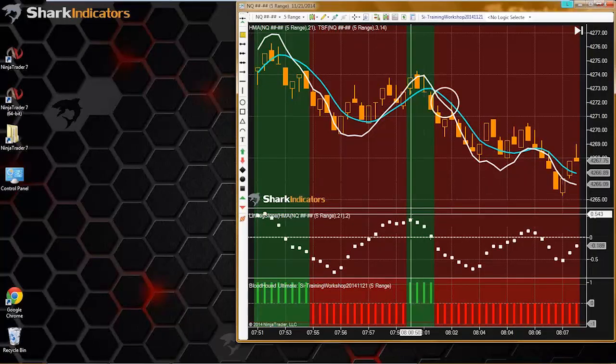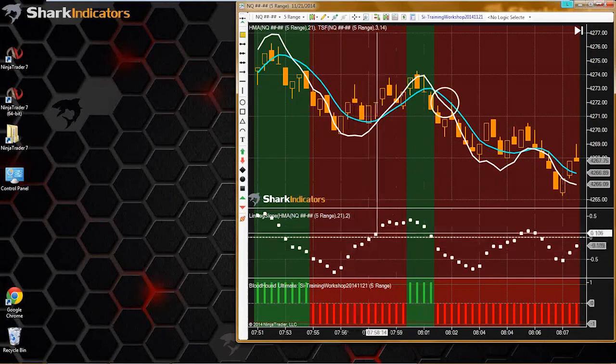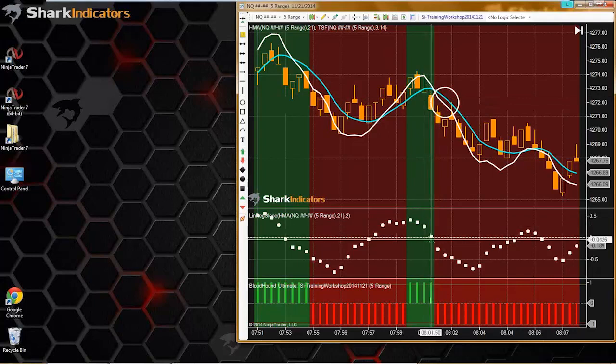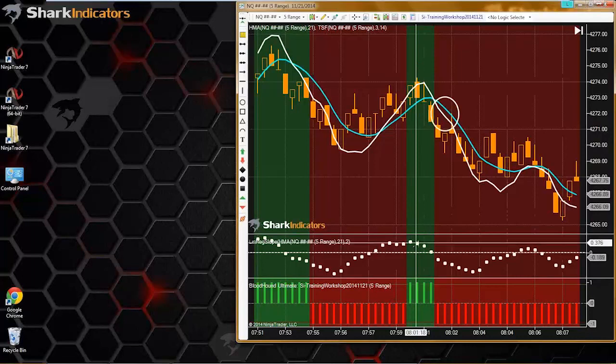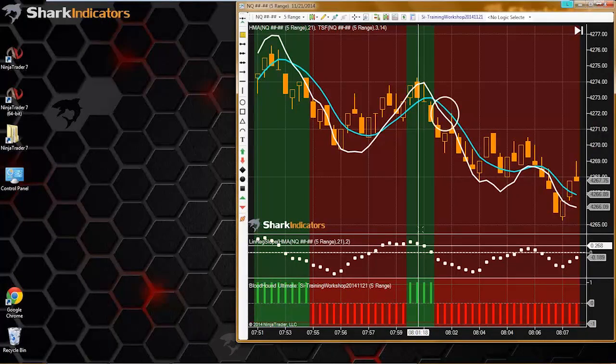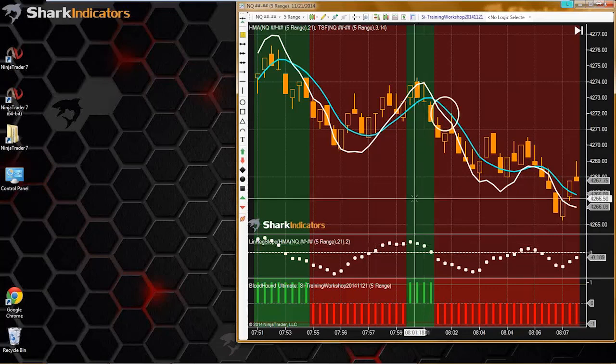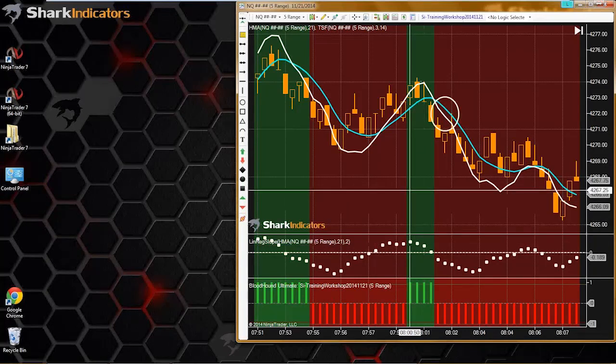So this is what we're going to do: we're going to get BloodHound to compare the linear regression slope of our two moving averages. If these values, represented by the dots, are the same value on the same bar or really close to each other, then we know the moving averages are essentially parallel, or close enough to parallel for our needs. We'll put this linear regression slope into the comparison solver of BloodHound and see if they're within a certain margin of error.